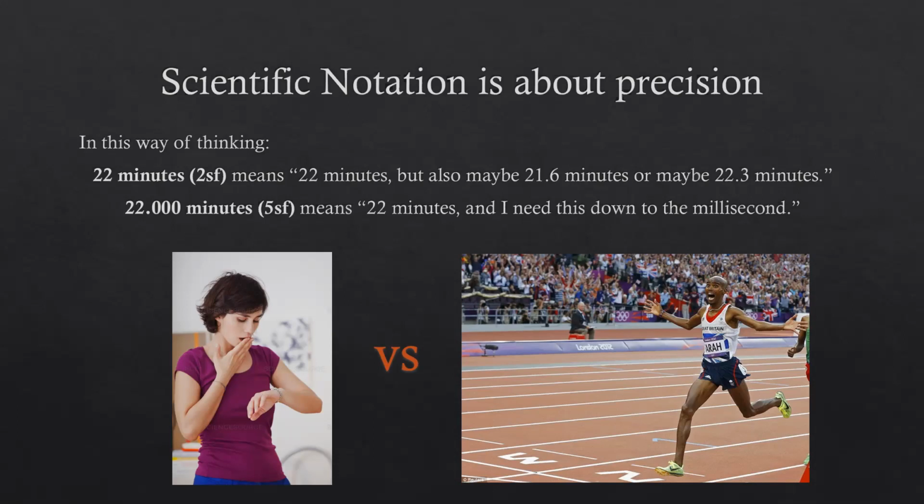But if I say it took 22.000 minutes to run this race, there's Mo Farah there, then what I really mean is it took 22 minutes and it took it down to the millisecond. Because if I wasn't measuring down to the millisecond, I never would have bothered to give you these extra decimal places. I never would have given you a value to 5 sig figs if what I really meant was 22 minutes-ish. Okay. Hopefully that's all making sense so far. Hit me up in the chat if it's not.